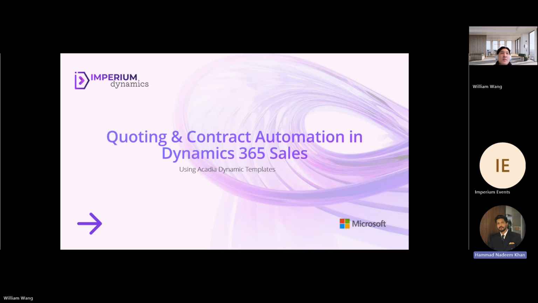Today we're going to be talking about something that comes up in almost every sales organization using Dynamics 365 for quoting and contract generation, specifically how we can automate the entire process using Acadia Dynamic Templates directly inside Dynamics 365 Sales. The goal here isn't just automation for the sake of it, it's about speed, accuracy, and giving sales teams flexibility without breaking governance.